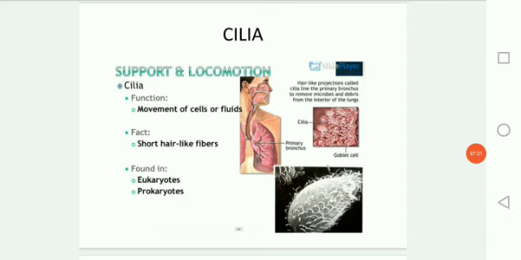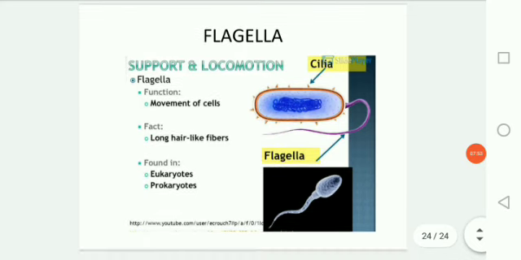We have cilia, which help in the movement of cells or fluids. They are short hair-like fibers found in eukaryotes as well as prokaryotes. Even your bronchi have these microtubules, which push out any debris or remove any microbes when you cough. Then we have flagella, which help in the locomotion or movement of the cell, a long hair-like fiber. The only animal cell which has a flagellum is your sperm.